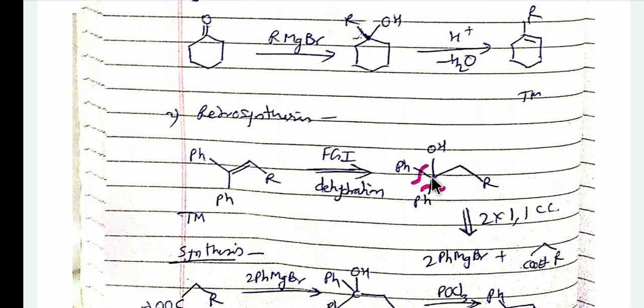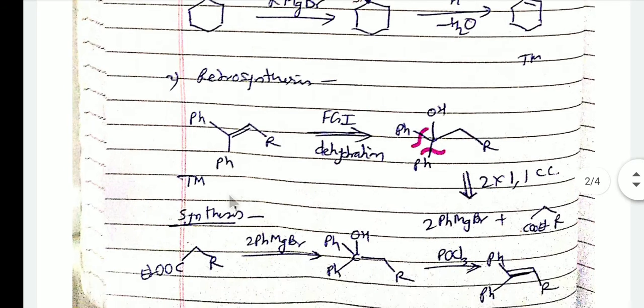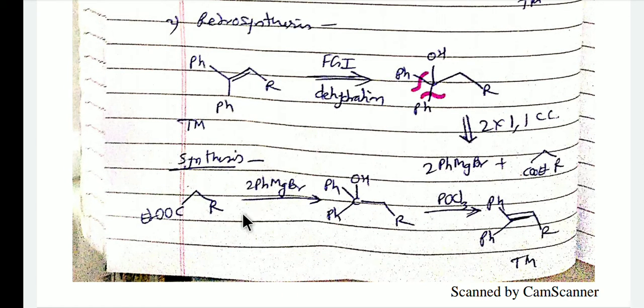So C plus OH, here CH2R. For this synthon, the synthetic equivalent is COOEt CH2R, that is RCH2COOEt. So these are the synthetic equivalents for this molecule, and these are the starting materials for preparation of the target molecule.